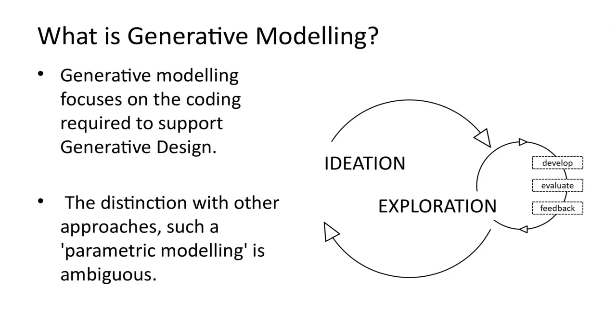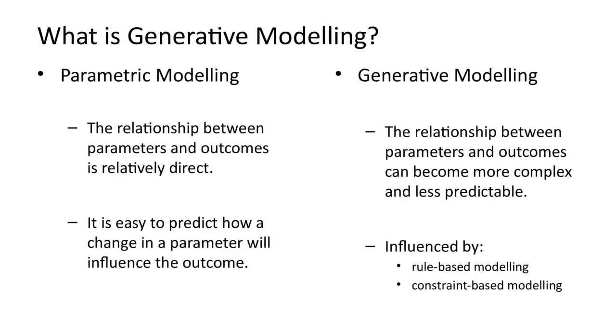In this course, our focus will not be on generative design. Instead, it will be on generative modeling. The distinction between generative modeling and other types of parametric modeling is generally quite ambiguous and blurred. Both parametric modeling and generative modeling use a program with parameters to generate outcomes. In our case, we make the distinction based on the relationship between parameters and outcomes.